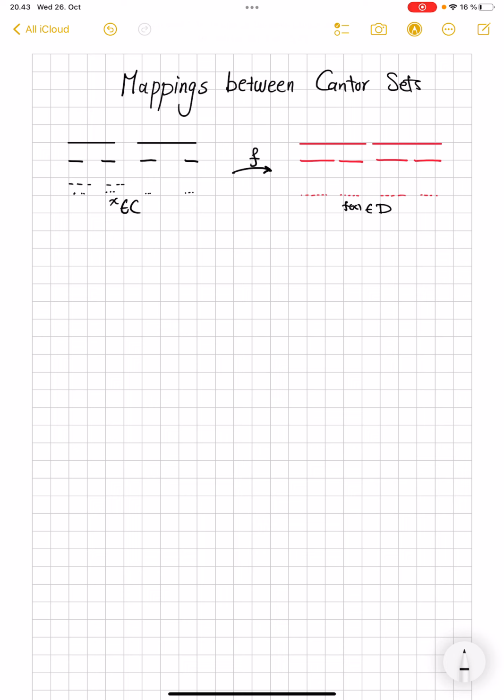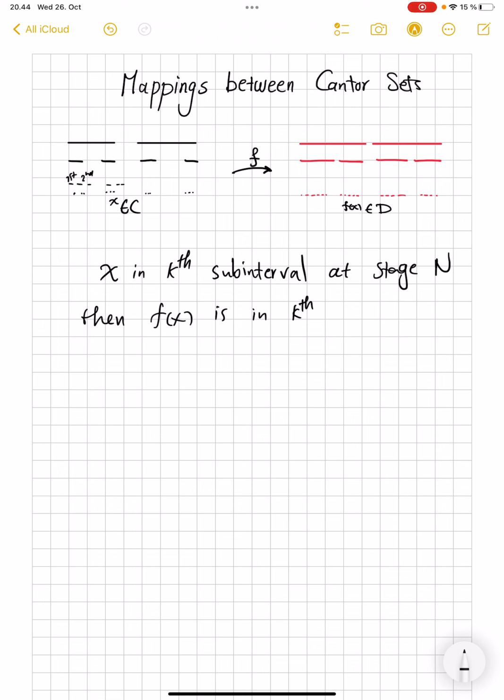later stages, we can just number them. So this is first component, second, and so on. If x is in the kth subinterval, we know that x should be in one of them because it has survived these subdivisions at stage n, then f of x is in the kth subinterval at stage n of construction of D.